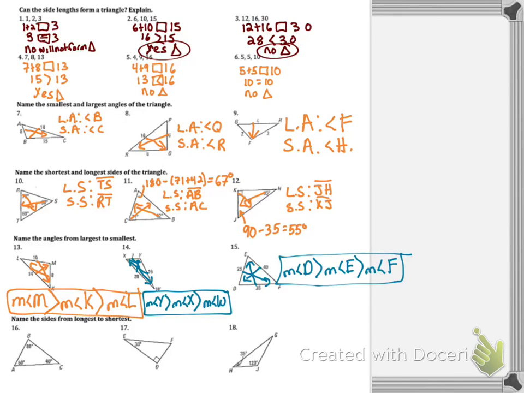So name the sides from longest to shortest. So again, this is the opposite of what we just did. My longest side is going to be the side that is opposite of my biggest angle. My biggest angle here is 80. The side opposite of it is AC.